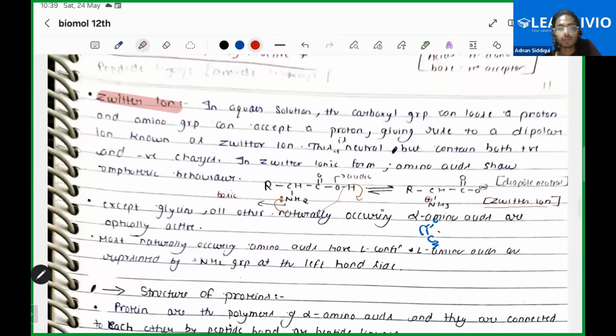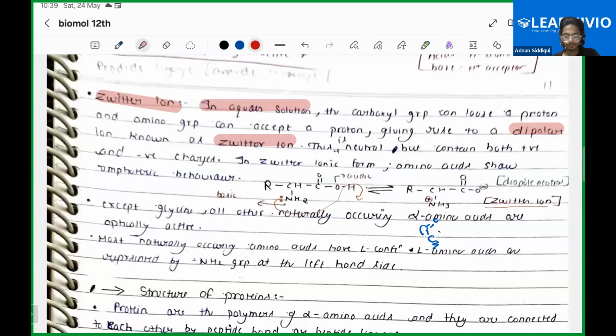Zwitterion. In aqueous solution, the carboxylic group can lose a proton and the amino group can accept a proton, giving rise to a dipolar ion known as a zwitterion. What is a zwitterion? A zwitterion is a dipolar ion. Why does it generate? If we place our amino acid in an aqueous medium, the H of the C double bond OH group can be lost, and the NH2 part can take that hydrogen. So it will go like this.